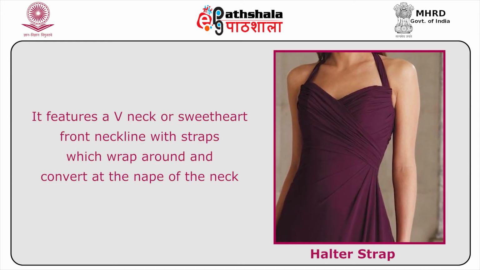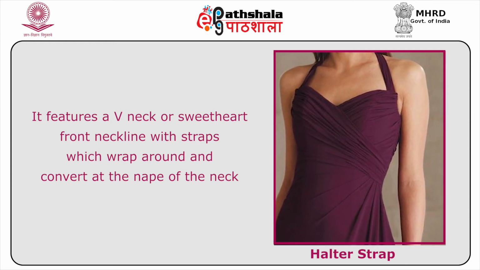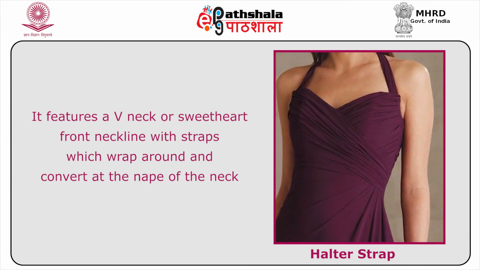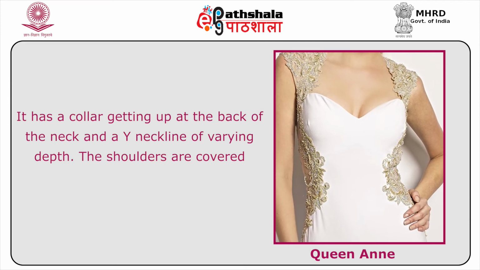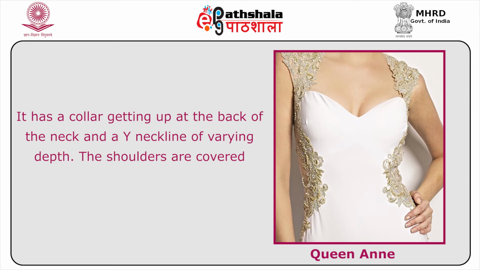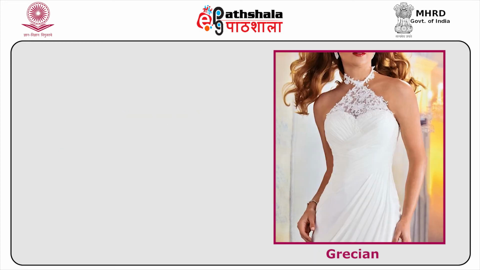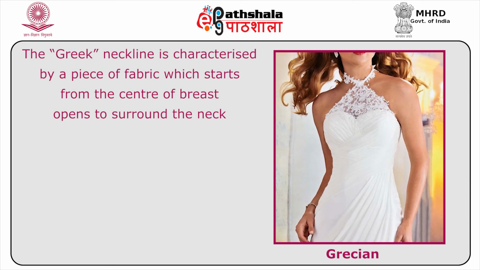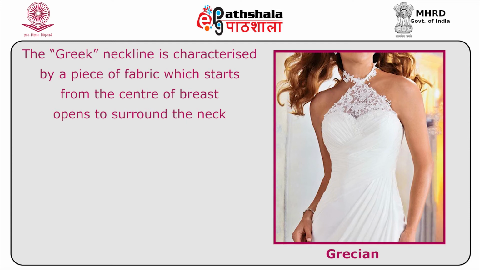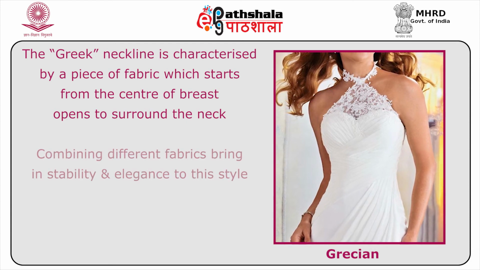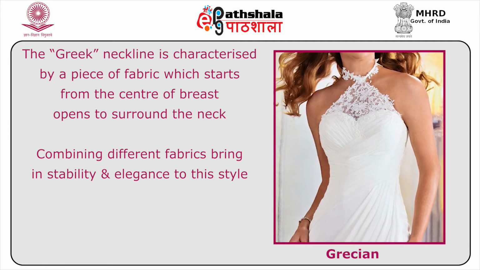Halter strap. It features a V-neck or a sweetheart front neckline with straps which wrap around and converge at the nape of the neck. Queen Anne. It has a collar standing up at the back of the neck and a Y neckline of varying depth. In this case, the shoulders are covered. Grecian. The Greek neckline is characterized by a piece of fabric which starts from the center of the breast and opens to surround the neck. Combining different fabrics brings stability and elegance to this style.